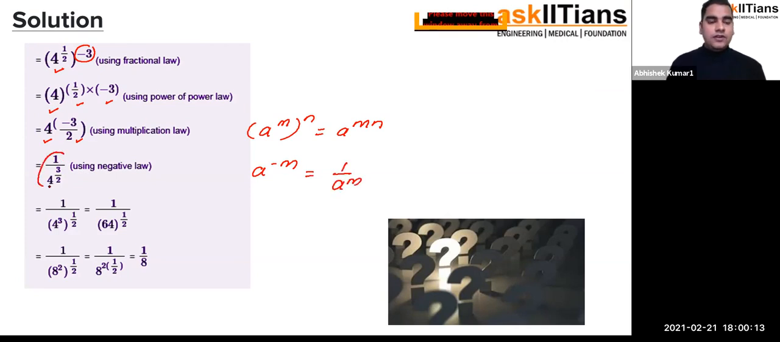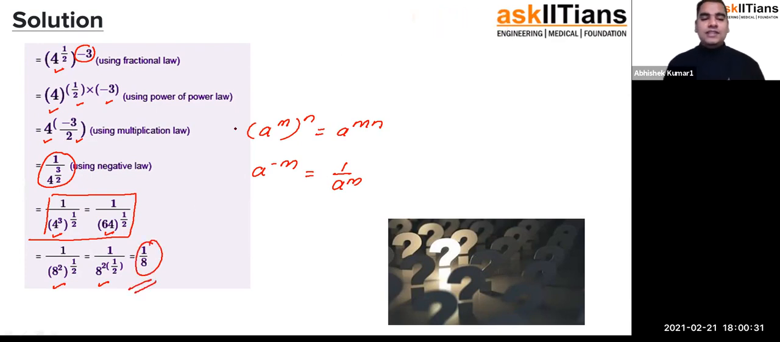So we got 1 upon 4 raised to the power 3 by 2, and that can be written as 4 cube, which is further raised to the power 1 by 2. 4 cube is 64. The square root of 64, we all know, is 8. So the answer is 1 by 8. You can either go with this approach or you can use the approach which I mentioned. Both approaches to this problem are 100% correct.